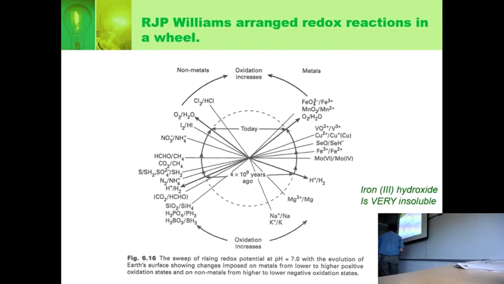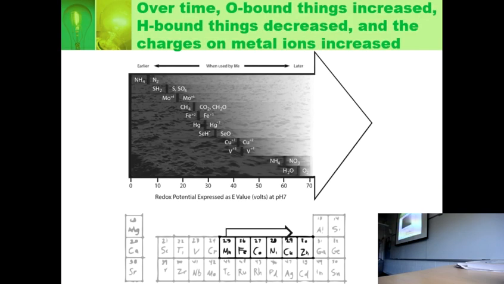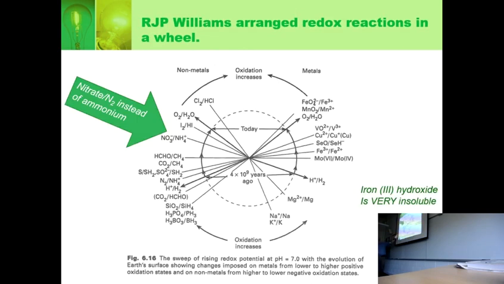The way that RJP Williams did this, and this is a weird way to do it, and I want you to see it, because my way of doing it is to make it a straight line and an arrow, because time is a straight line. His way of doing it, for some reason, was to do the redox potentials in a circle with the metals on the right and the non-metals on the left. So at this, you have the lowest potential. There you have the highest potential.